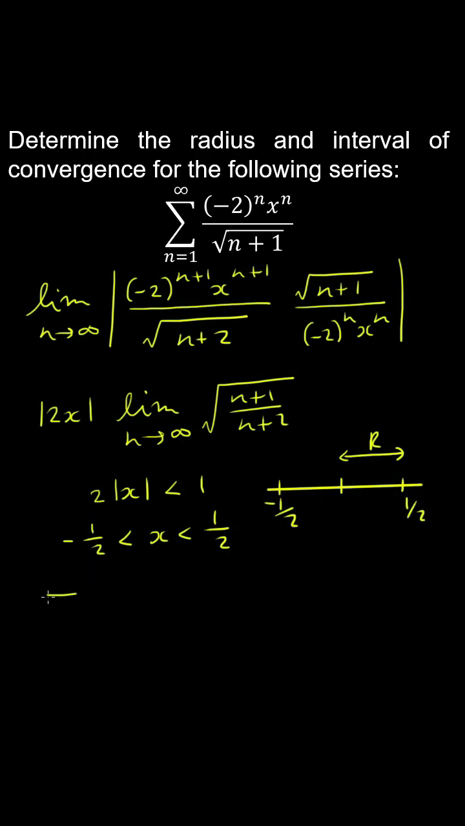So now we test the endpoints of the interval. So we substitute minus a half into the series. So that will be minus 2 times minus a half to the n, or 1 to the n over root n plus 1. And I'll leave it for you to verify that this diverges.